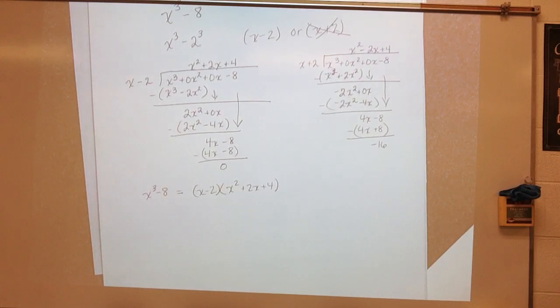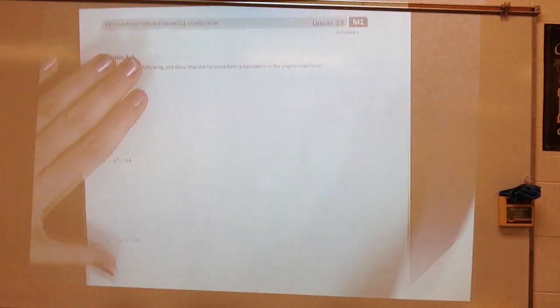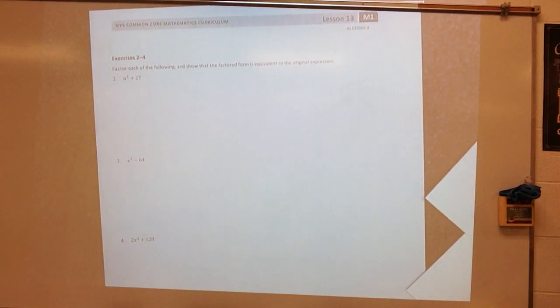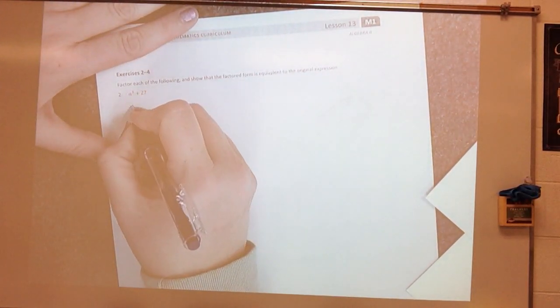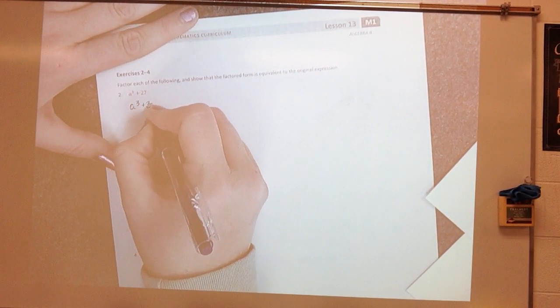What if I want to do x cubed minus 27? Well, think about this. I can rewrite that as x cubed minus 3 cubed. And I would repeat that step. All right? So let's look at the last 3 examples here. a cubed plus 27. What would I do? Well, I can rewrite that as a cubed plus 3 cubed.